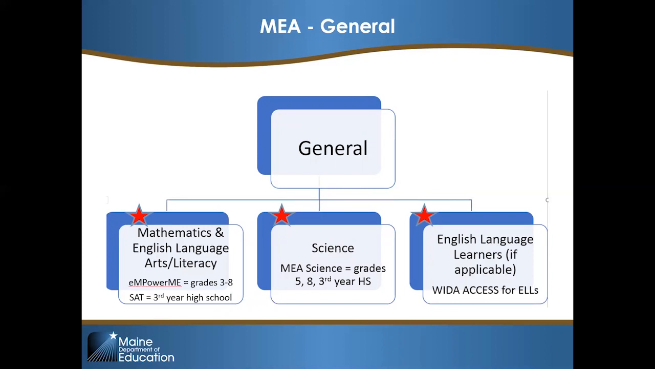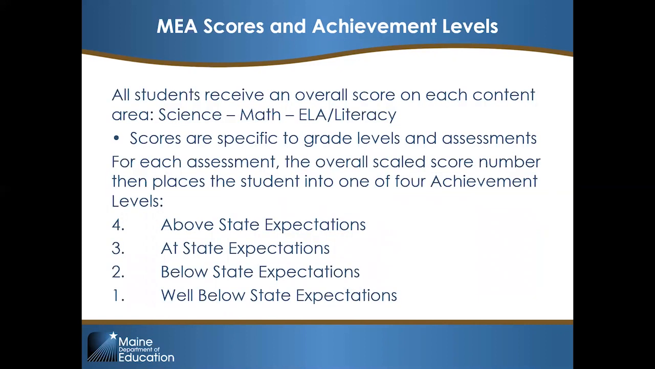Remember that based on the date an English learner student came to the United States and enrolled in a school for the first time, some students are exempt from the ELA portion of the MEA only, and only for 1 year. All students receive an overall score on each content area: science, math, and ELA literacy. Scores are specific to grade levels and assessments. For each assessment, the overall scaled score number places the student into one of the 4 achievement levels.